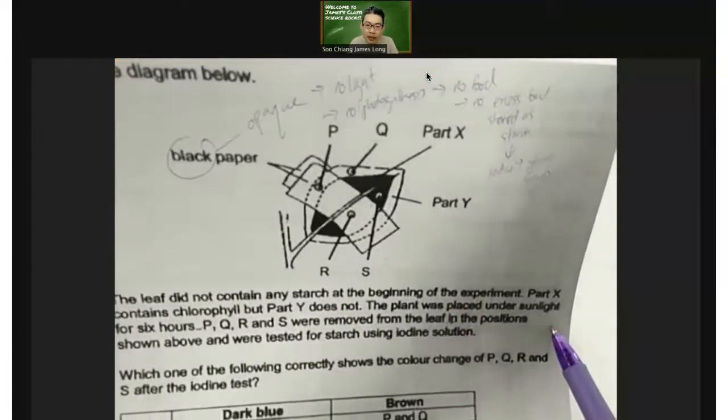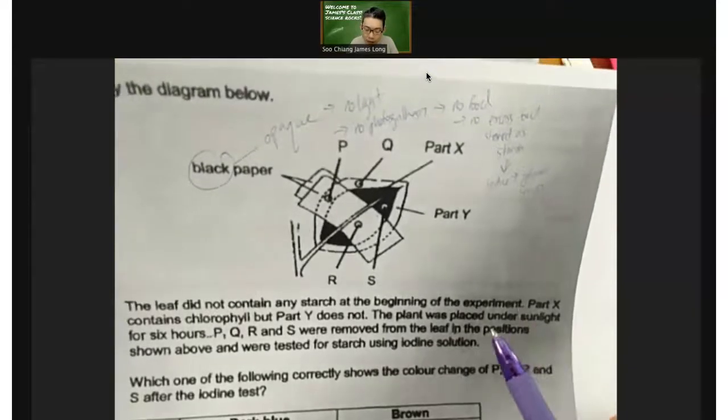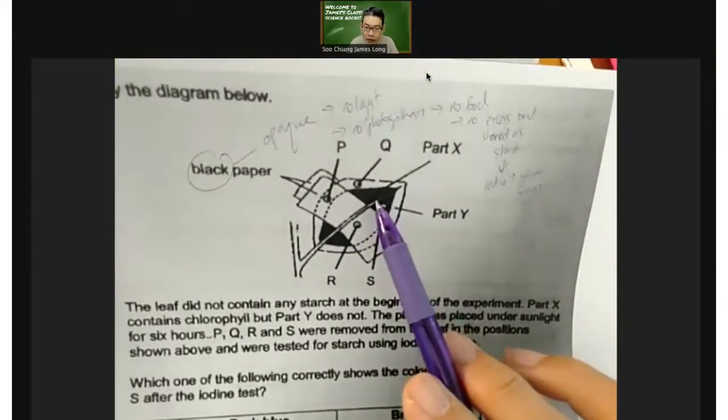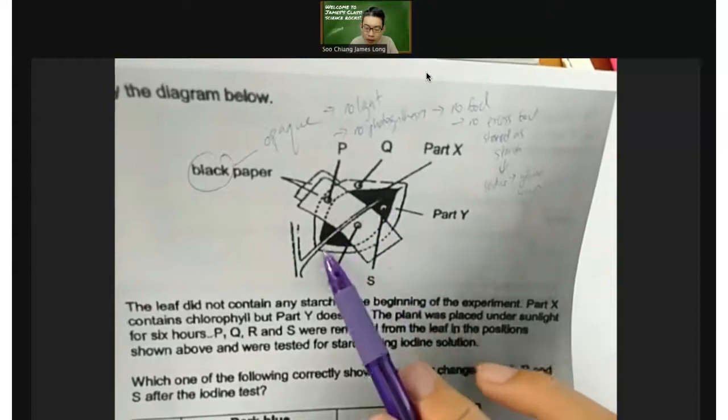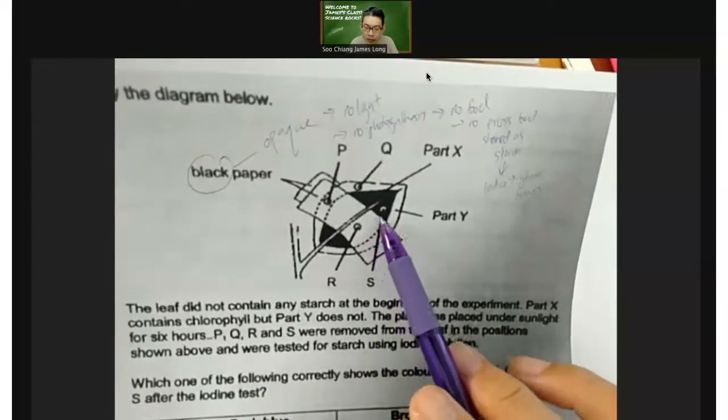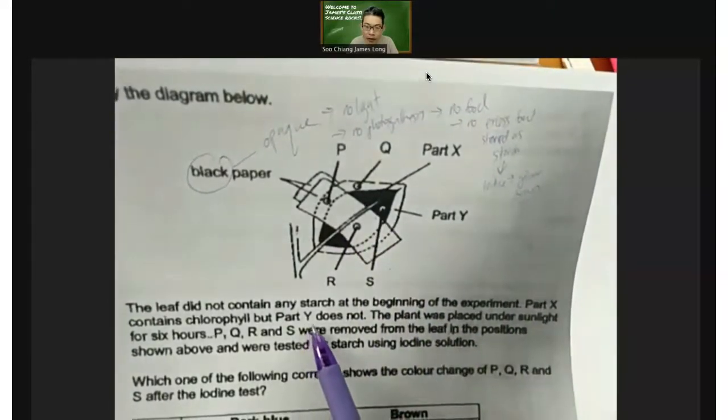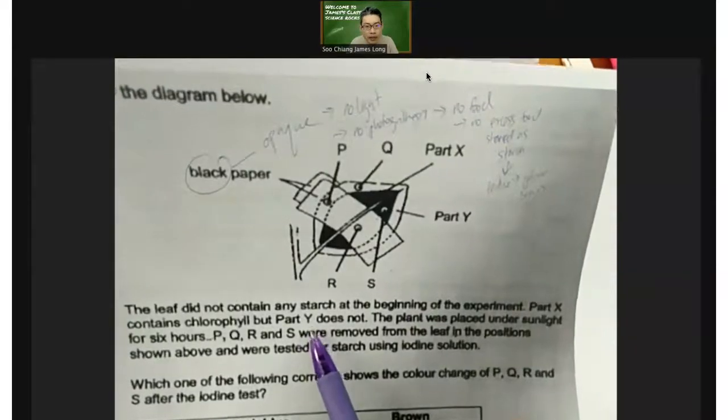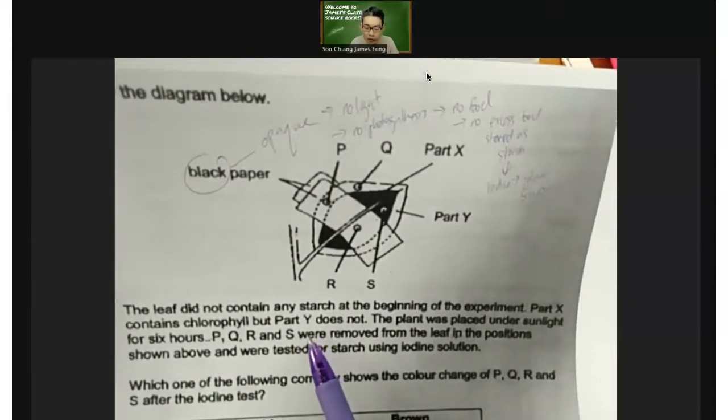Part X contains chlorophyll. X should be the darkened part that contains chlorophyll. So in other words, only the part that has chlorophyll can make food. Part Y does not have chlorophyll. Interesting. So not every part of the leaf has chlorophyll.